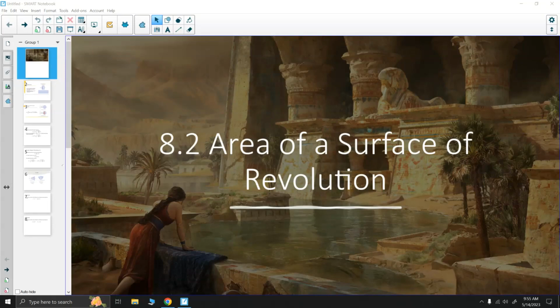Okay guys, so in this video we're going to talk about the area of a surface of revolution. So first of all, let's think about some basics of what the area of a surface of revolution is on some simple shapes, and then we're going to extend that out to more complex curves. So we're going to start with a cylinder.